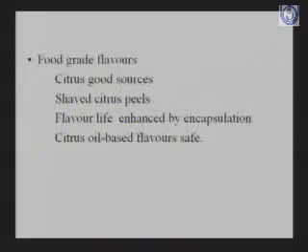Then we can have food grade flavors. Food grade flavors can be obtained from citrus peel, a good source. Citrus peels are shaved, and these peels can be extracted into food grade flavors also. The flavor life can be enhanced by encapsulation. By encapsulating this flavor extract, we can extend the shelf life of the flavor. Citrus oil based flavors are safe for consumption. We can use them in food preparation, beverage preparations, or toothpaste and other daily use items also.